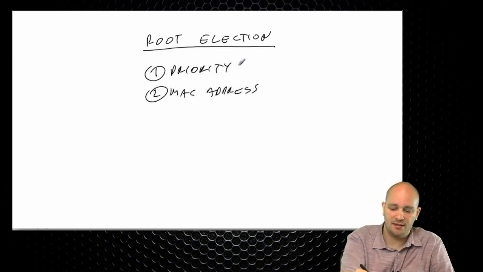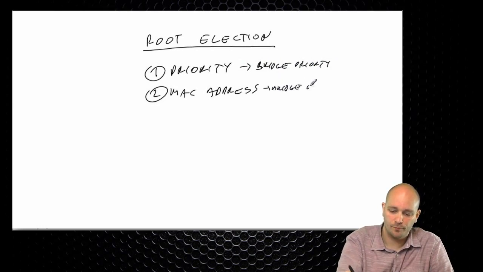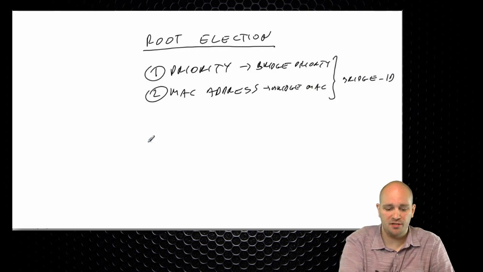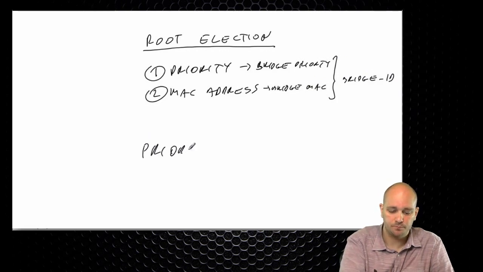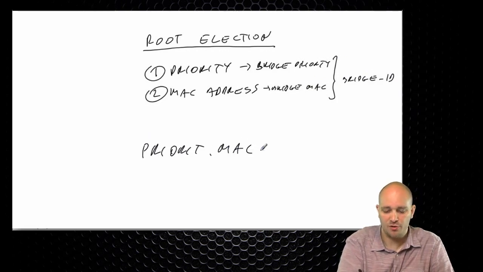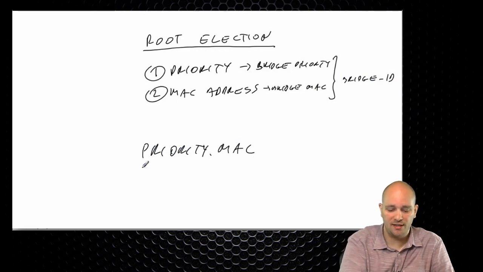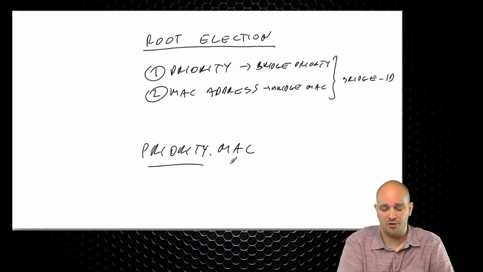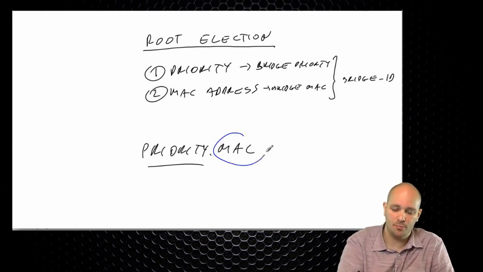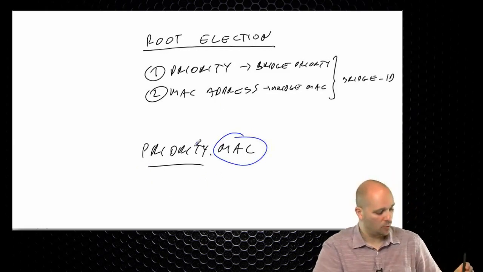Now, I should say that this is actually the bridge priority, and that this is a bridge MAC address, which together form something that is called the bridge ID. This is a composite value where we have priority followed by the MAC address. So priority will actually take precedence over the MAC address. But when we talk about the MAC address, it's important to know which MAC address we are talking about.